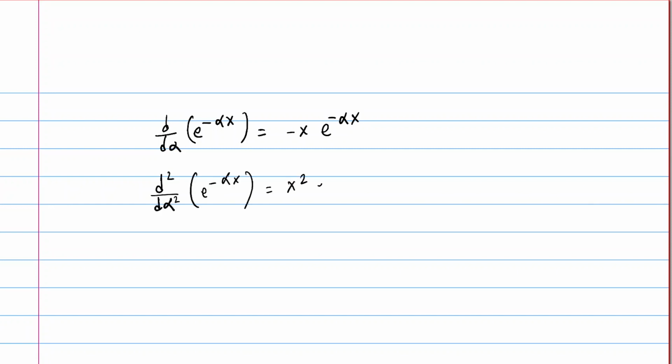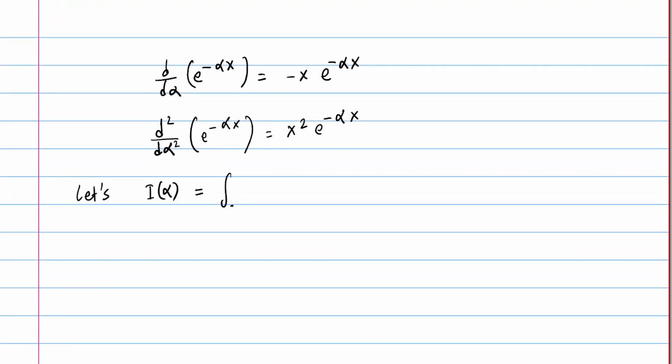So differentiation of e to the negative alpha x gives negative x e to the power negative alpha x. The second derivative with respect to alpha is x squared e to the negative alpha x. So let's consider I of alpha, the integral from 0 to infinity e to the power negative alpha x dx.